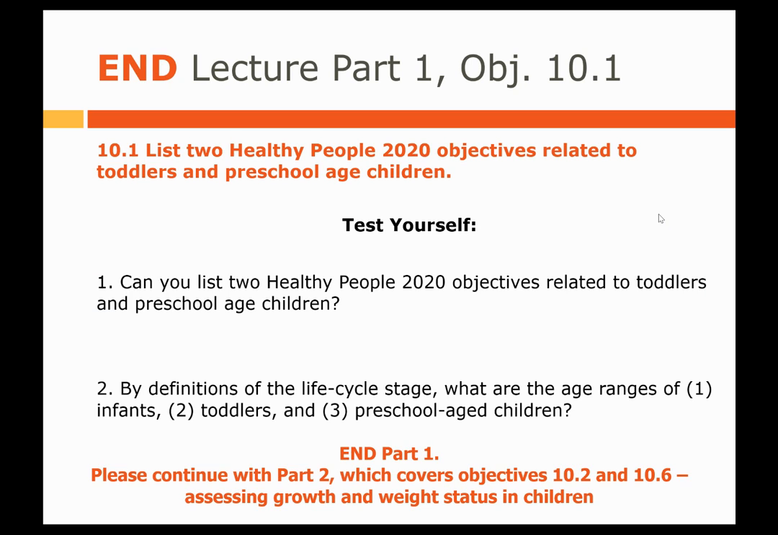So with that, I'm going to end this part. And to help review this section, test yourself. Can you list 2 Healthy People 2020 objectives related to toddlers and preschool age children? And by definitions of the life cycle stage, what are the age ranges of infants? What are the age ranges of toddlers? And what are the age ranges of preschool age children?